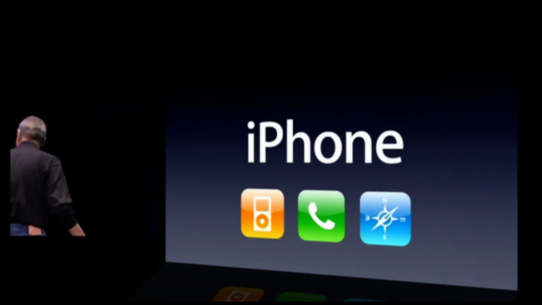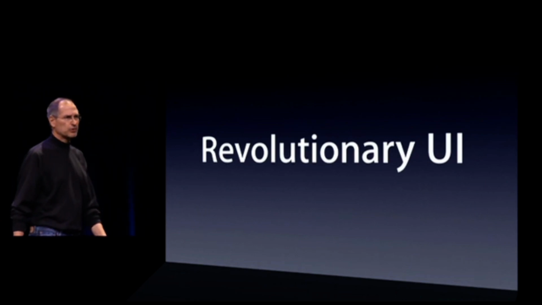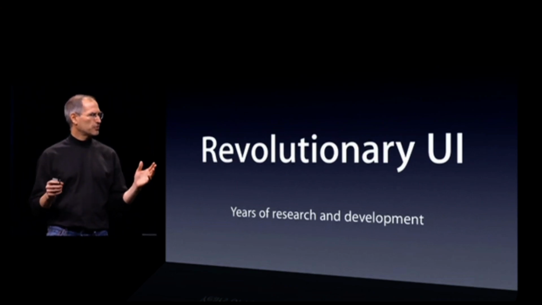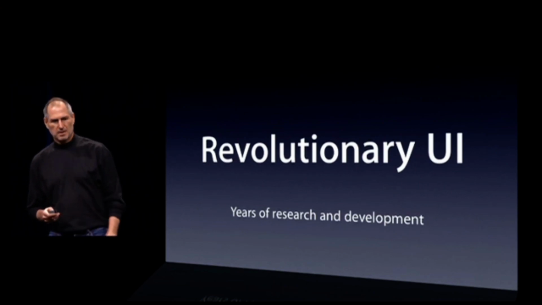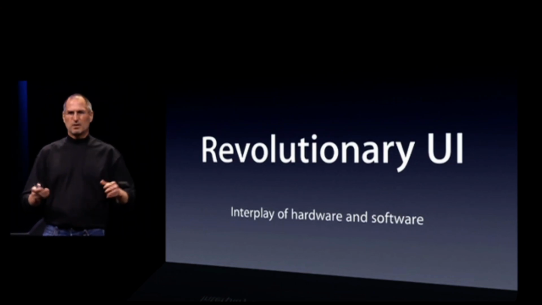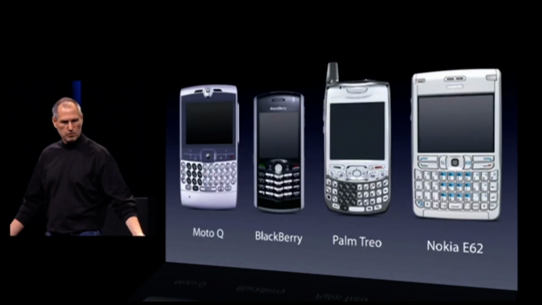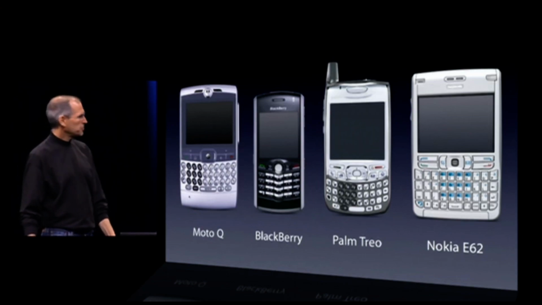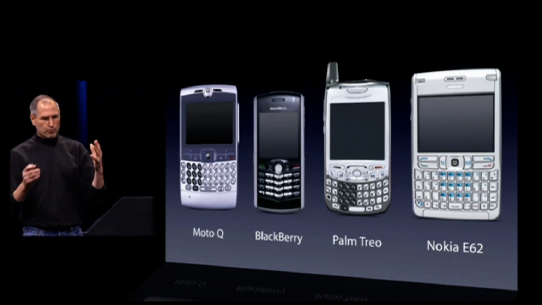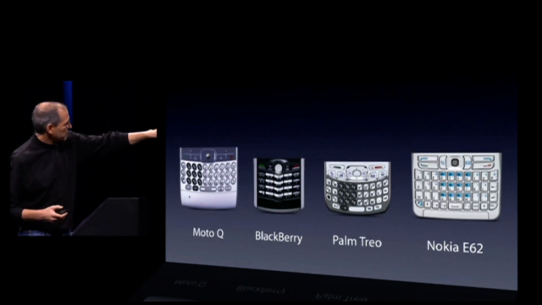Now, we're going to start with a revolutionary user interface. It is the result of years of research and development. And, of course, it's an interplay of hardware and software. Now, why do we need a revolutionary user interface? I mean, here's 4 smartphones, right? Motorola Q, the BlackBerry, Palm Treo, Nokia E62, the usual suspects. And what's wrong with their user interfaces? Well, the problem with them is really in the bottom 40 there. It's this stuff right here.